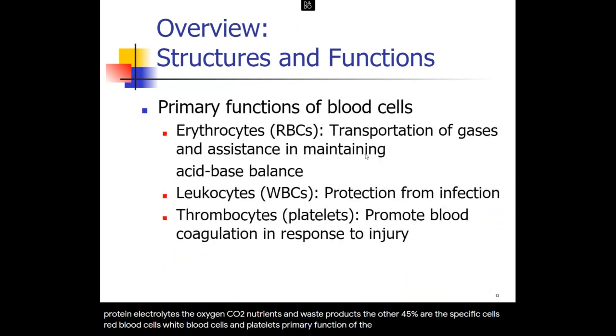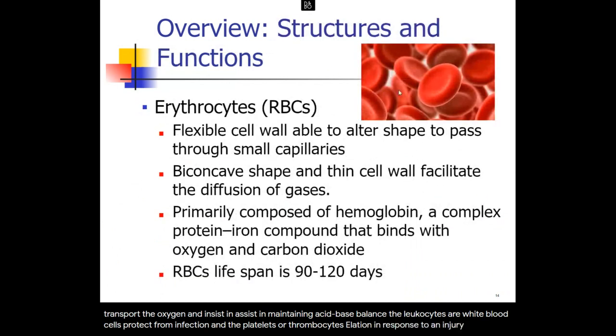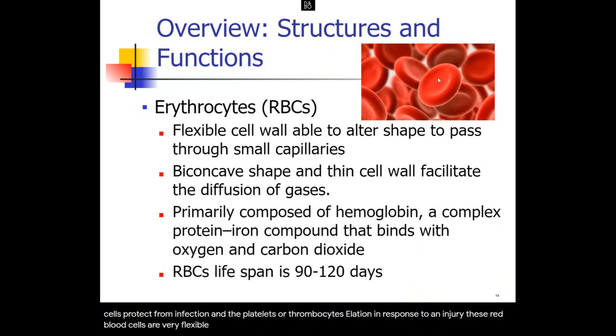Primary function of the different cells: the erythrocytes transport oxygen and assist in maintaining acid-base balance. The leukocytes, or white blood cells, protect from infection, and the platelets, or thrombocytes, help promote blood coagulation in response to an injury. These red blood cells have very flexible cell walls, so they can alter their shape to pass through the capillaries. They're biconcave, which means they're concave on both sides, and their thin wall helps facilitate gas moving across the membrane.